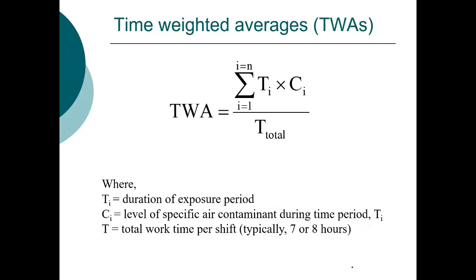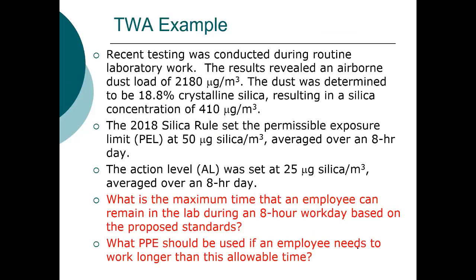So as I mentioned, time-weighted average. The concentration that one is exposed to will vary with time. So this time-weighted average is just a weighting to determine the average concentration over a typical work shift. And that's typically 7 to 8 hours. We will use 8 hours as the consistent averaging time.